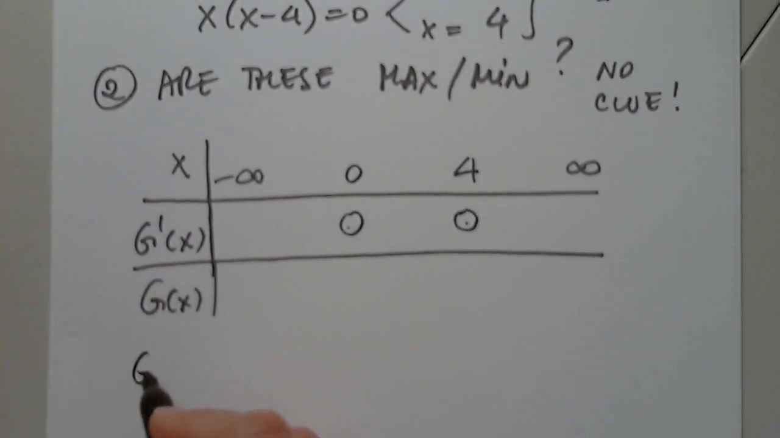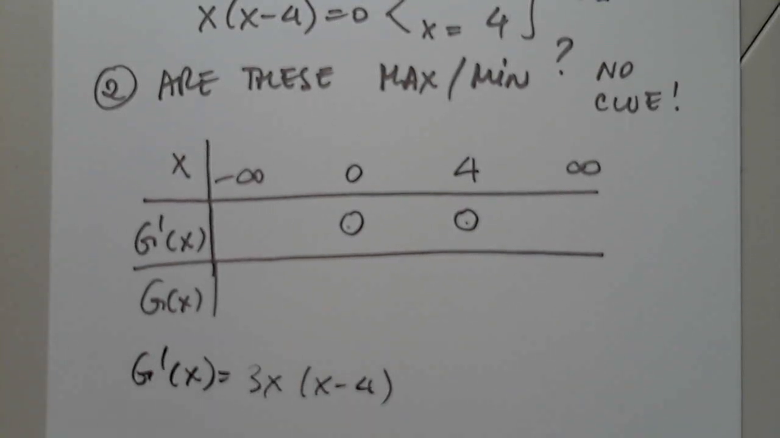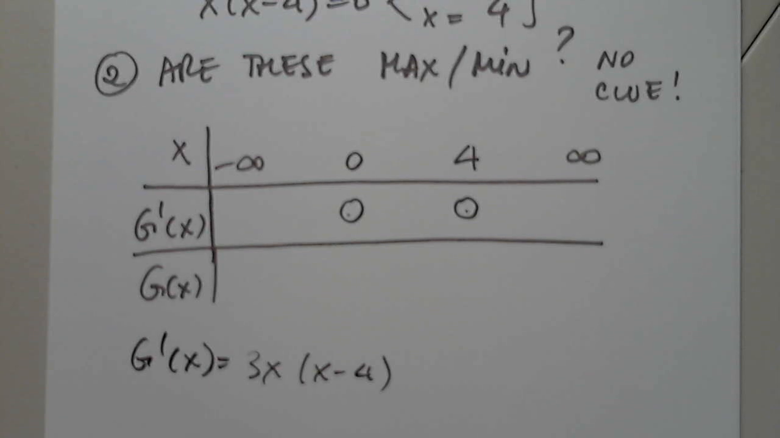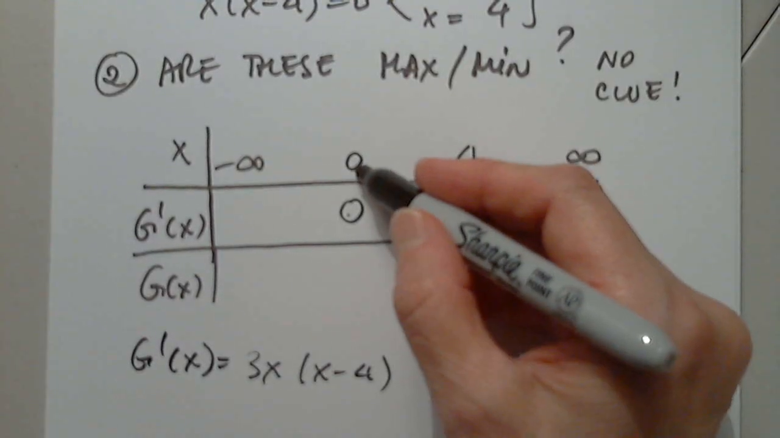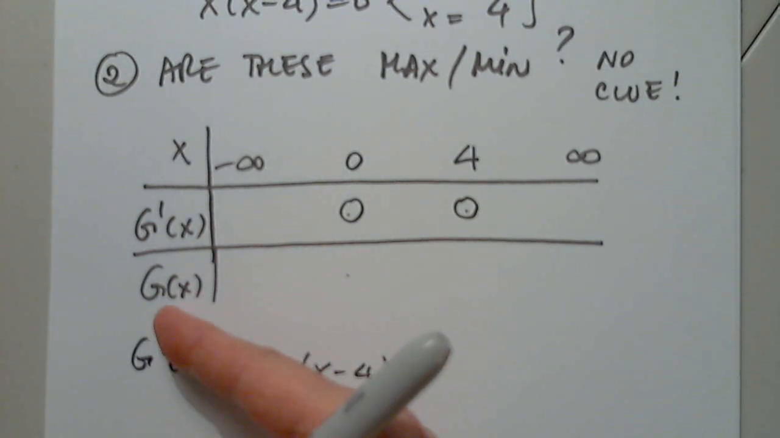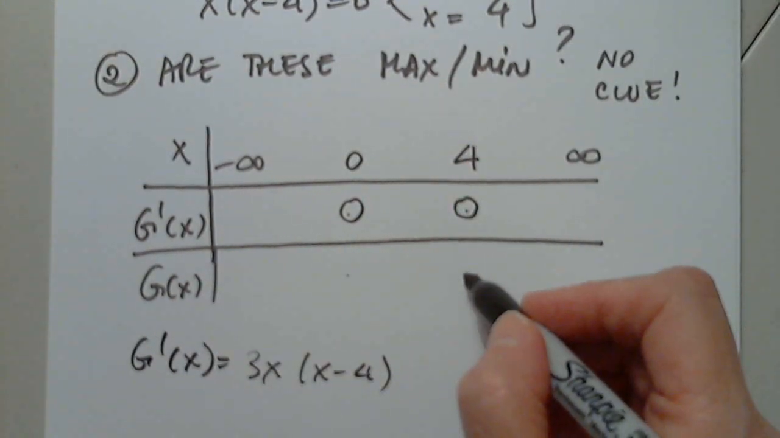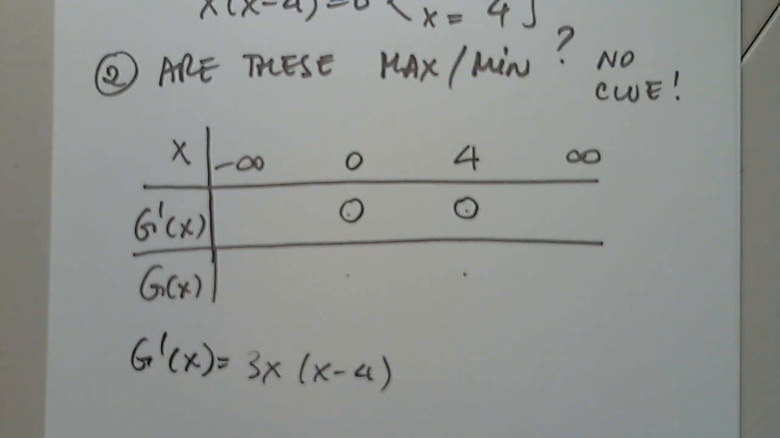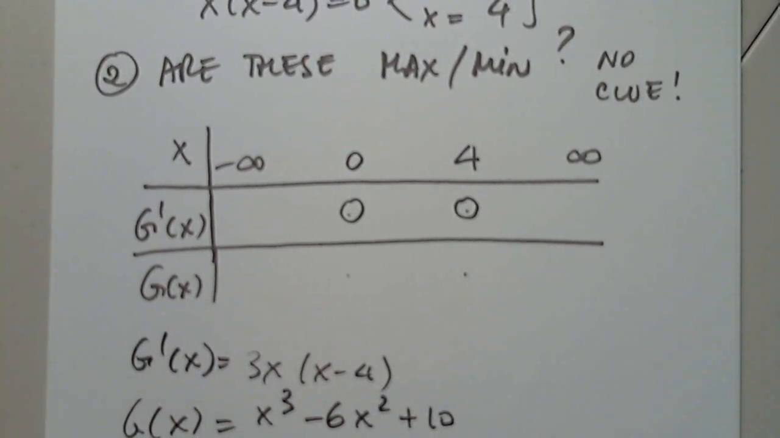I'm going to copy G prime here, so I don't have to go back to the previous page. And it was 3x, x minus 4. Good. Now, I will plug in the function. I will find this value in the function, and this value, plugging in 4. And the function was, let me copy it here, G of x equals x to the 3rd minus 6x squared plus 10.